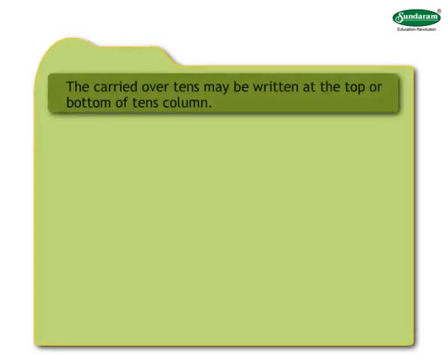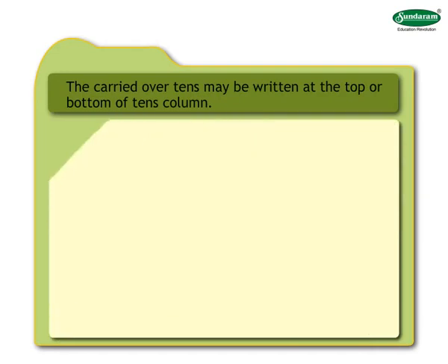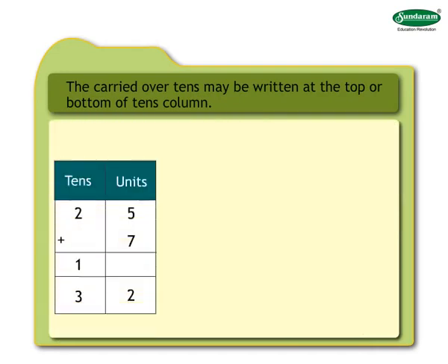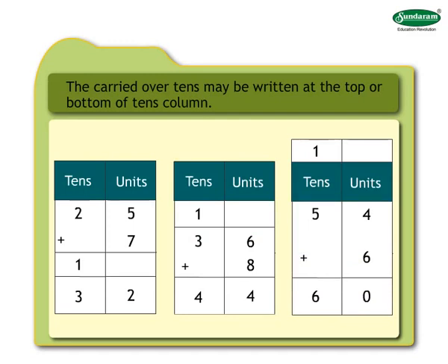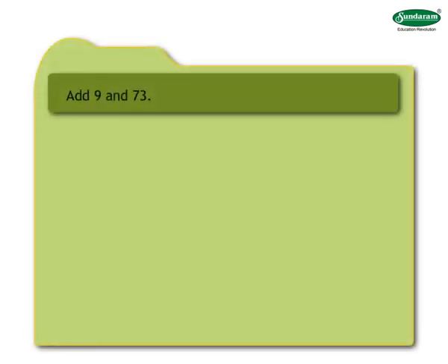The carried over tens may be written at the top or bottom of tens column. In the addition, 25 plus 7, the carried over 1/10 is written at the bottom of tens column. In the addition, 36 plus 8 and 54 plus 6, the carried over 1/10 is written at the top of tens column. Let us add 9 and 73.